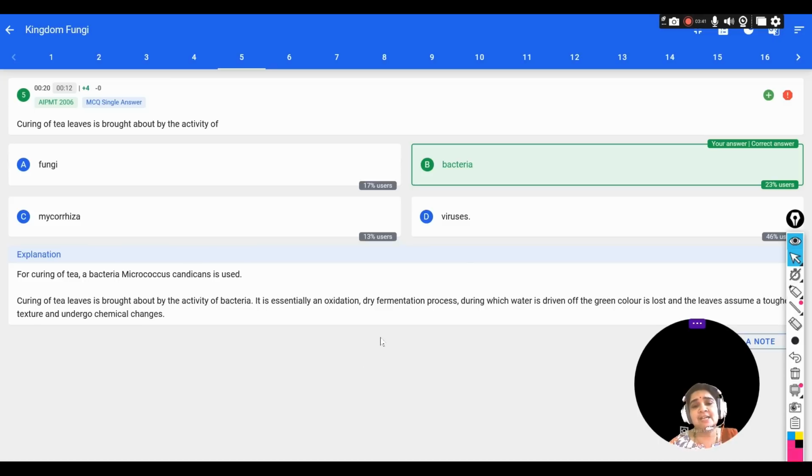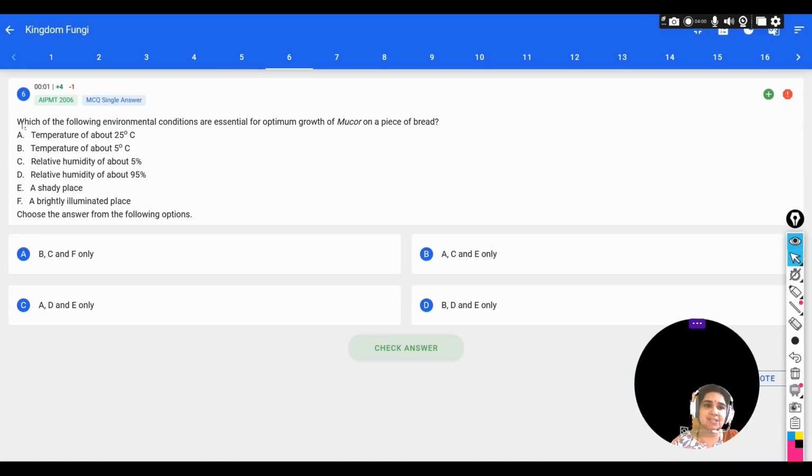Okay, it is essentially an oxidation, dry fermentation process, during which water is driven off from the leaves and the green color of the leaves is lost. And the leaf even loses its texture and they undergo some chemical changes also. Okay, now let us see the next question.